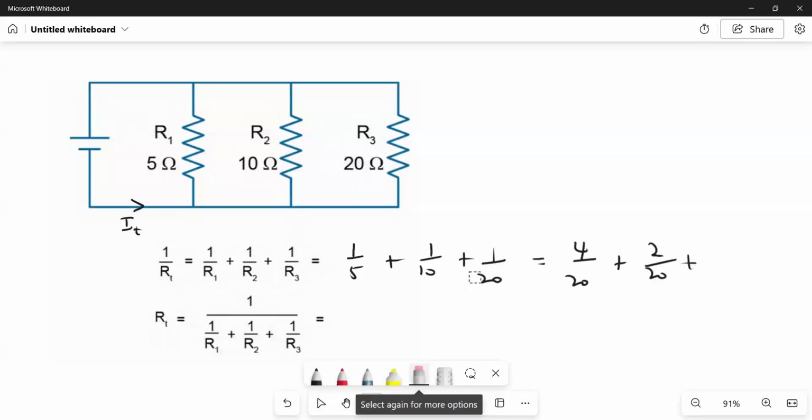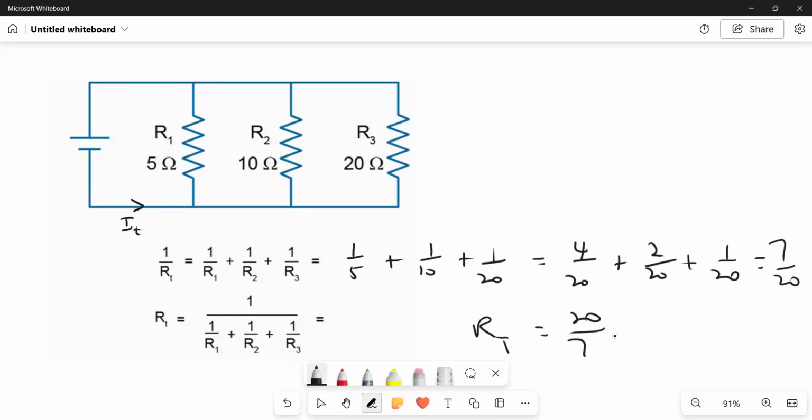1 over 20, 2 over 20. Oh, and then 1 over 22, right? 1 over 20. When you add up all this, you get 7 over 20. And to get R total now, you have to flip this over, right? Which is equal to 20 over 7, which is approximately 2.86 ohms.